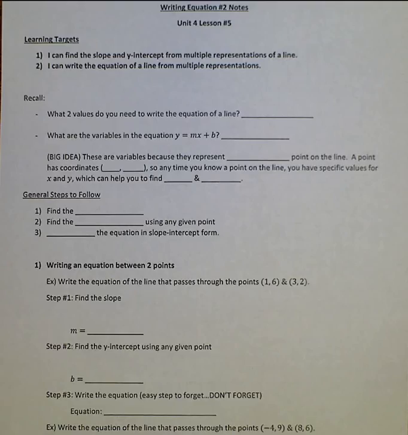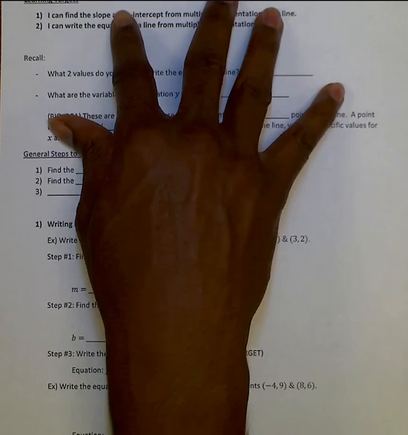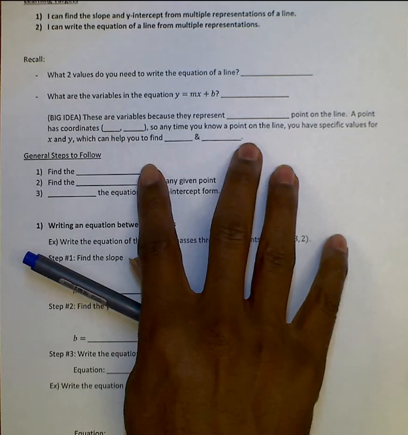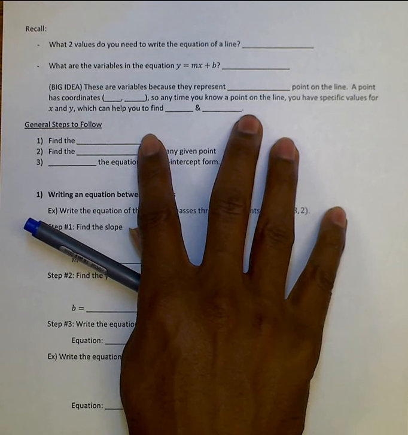Today we're going to talk about writing equations. At the end of this video, you should be able to find the slope and the y-intercept from multiple representations of a line, and you should be able to write the equation of a line from multiple representations. Recall that the two values you need to write the equation of a line are the slope and the y-intercept.